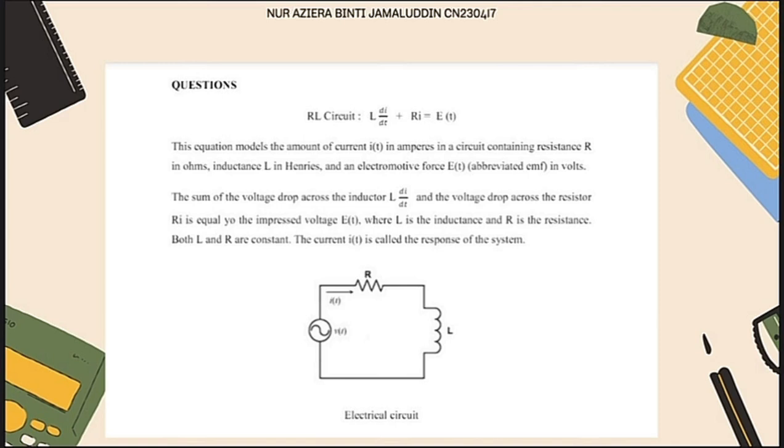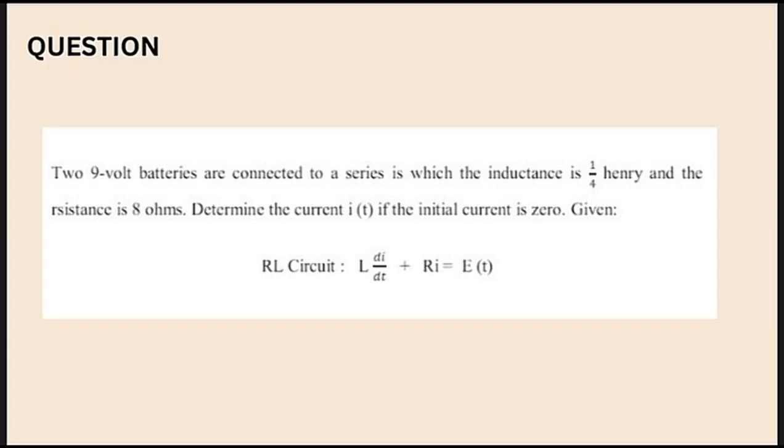So this is the diagram of a basic RL circuit. The question is: two 9-volt batteries are connected in series in which the inductance is 1/4 henry and the resistance is 8 ohms. Determine the current i(t) if the initial current is 0.